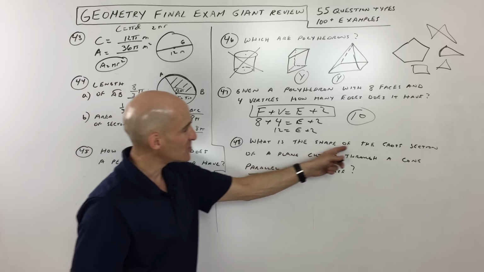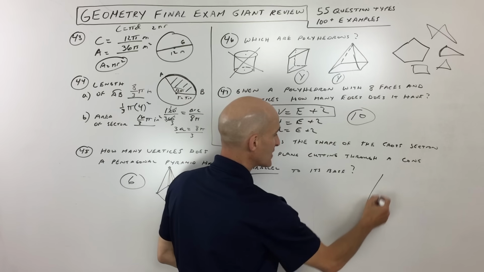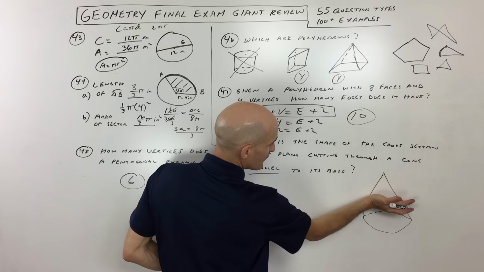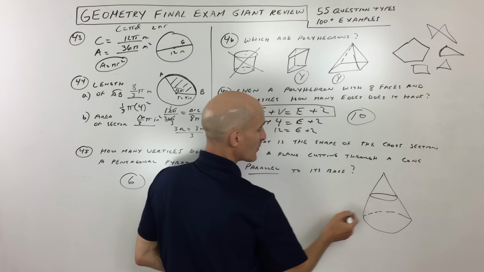Number 48, what is the shape of the cross section of a plane cutting through a cone parallel to its base? Well, let's see if we can draw a cone. There's a cone. A plane is like a flat surface. It cuts through parallel to the base, which is a circle. Looks like we get another circle.